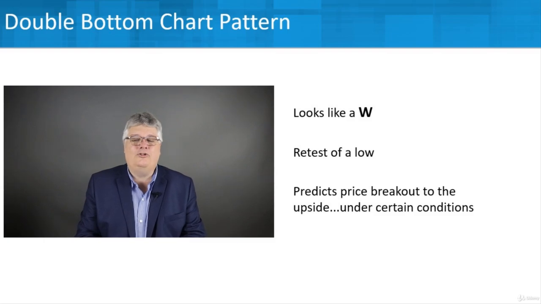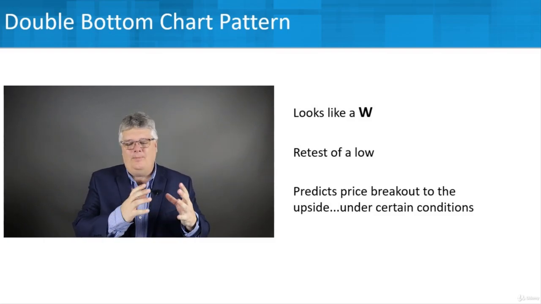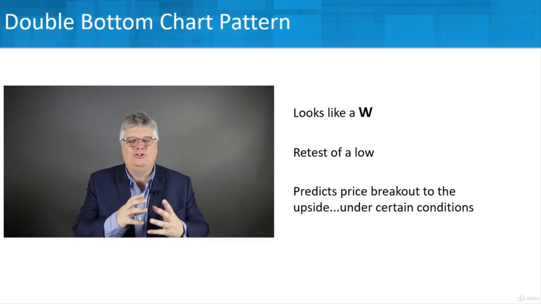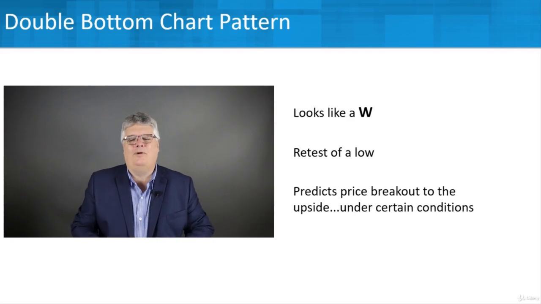Basically, it's going to look like the letter W, right? What's happening is you have a downward trend and it's retesting these lows at the bottom of the W. The idea is it's going to predict a price breakout. It's going to reverse out of the downward trend and break out to the upside, under certain conditions. So let's look at how those form and how we can trade off of those.